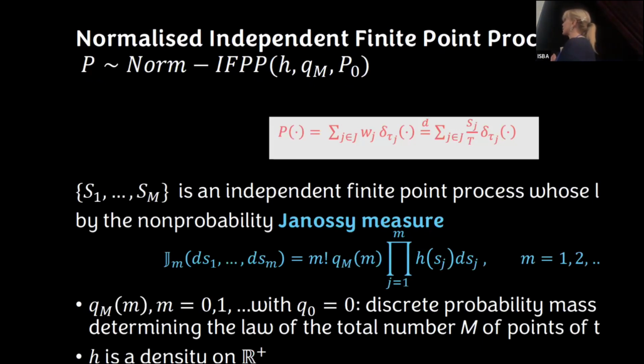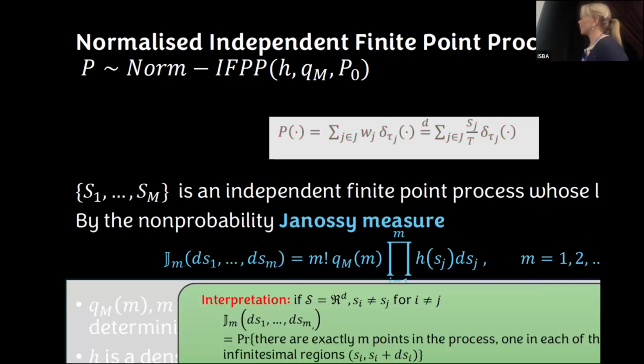Then we are going to assume that our unnormalized weights are basically a finite point process whose law is given by the Janossy measure over there, which has two components. The first one is q_M, which is a discrete probability function that basically tells me the number of points in the process, and the probability that M is equal to 0 is actually 0. And then we have a density h defined on the positive real line, from which we basically draw our unnormalized weights. Okay, so this is the interpretation, in case you are not familiar, of the Janossy measure. Basically it is the probability that exactly m points of the process fall within an infinitesimal interval.